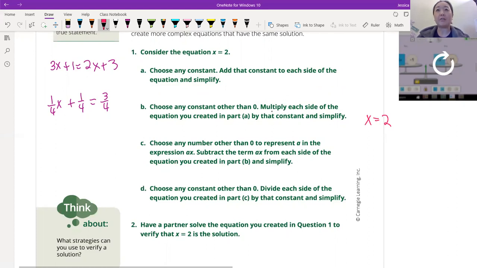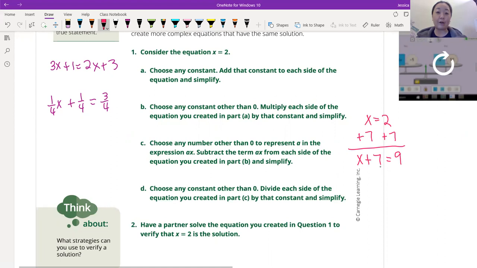Choose any constant, so any number, right? And add that constant to each side of the equation. Okay, so we're going to go plus 7. We're going to add 7 to both sides. So what are we going to get? What's x plus 7? They're not like terms, so it's just going to be x plus 7 is equal to 2 plus 7, which is 9.